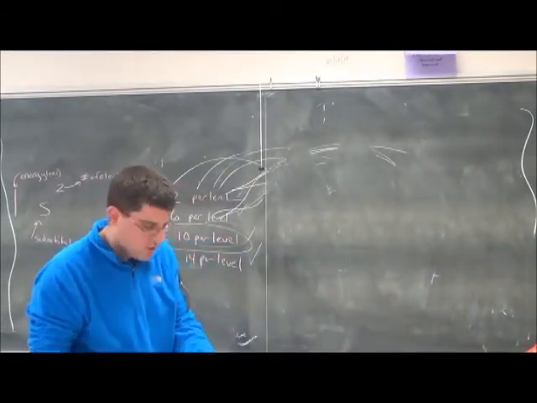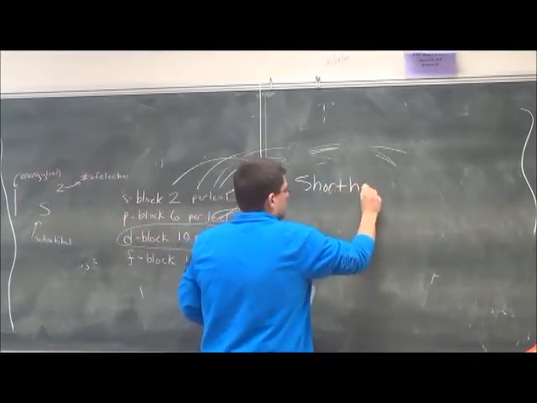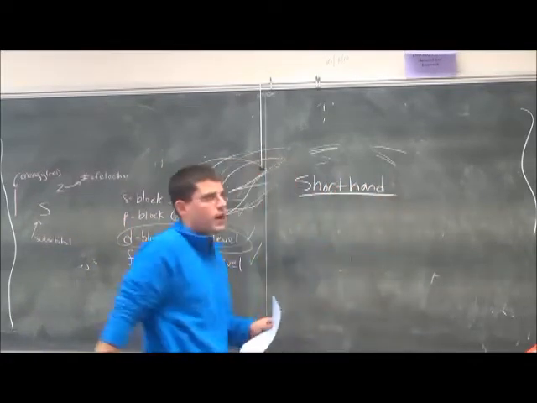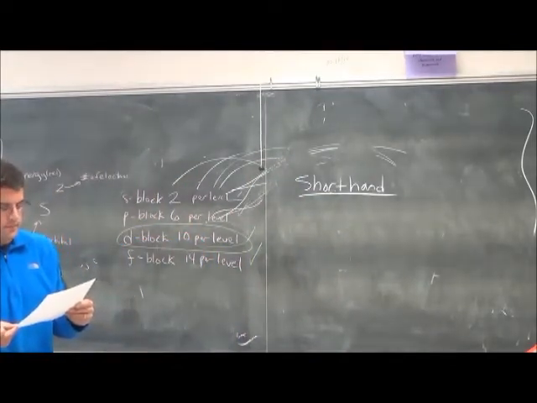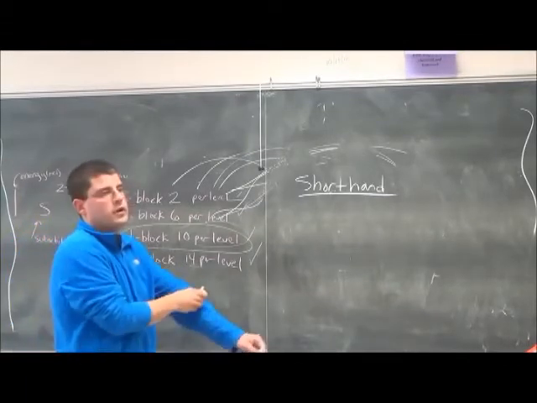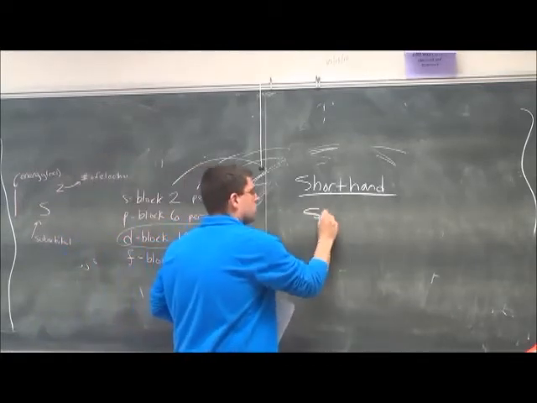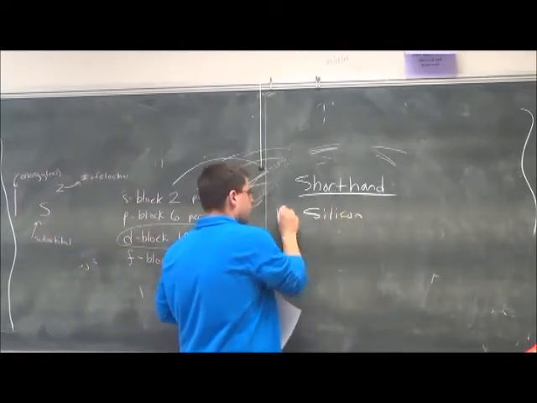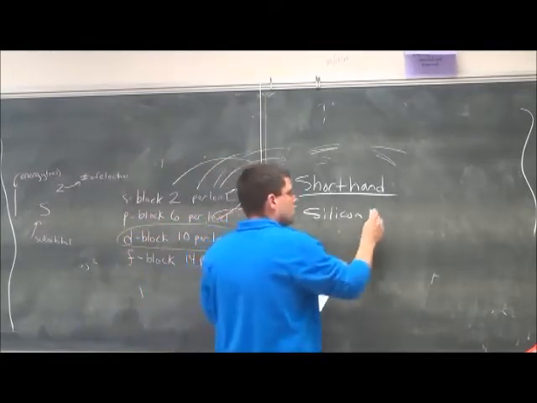Now let's take a look at shorthand. This is fun. Shorthand way. Okay, now we've got palladium. Let's do silicon first. Silicon has 14 electrons. So the rule for shorthand is this.